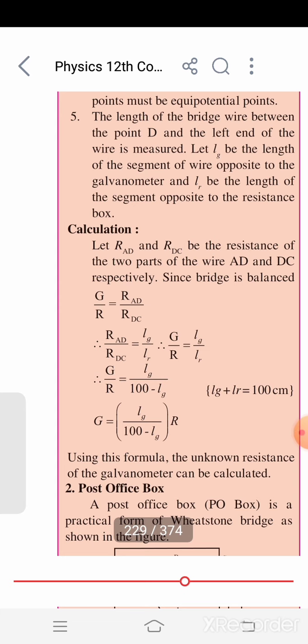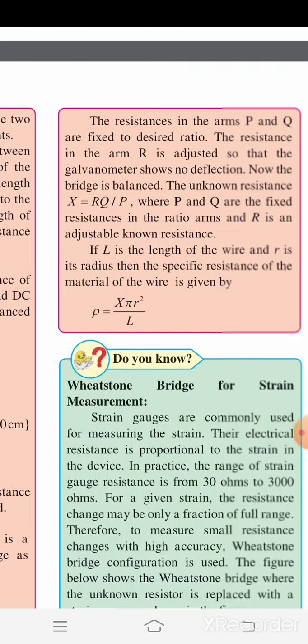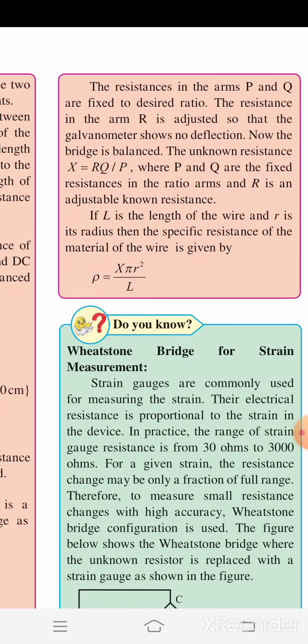After that, another application of Wheatstone's meter bridge, that is the post office box. A post office box is a practical form of Wheatstone's meter bridge as shown in the figure. The resistances in the arms P and Q are fixed to a desired ratio. The resistance in the arm R is adjusted so that the galvanometer shows no deflection. Now the bridge is balanced.